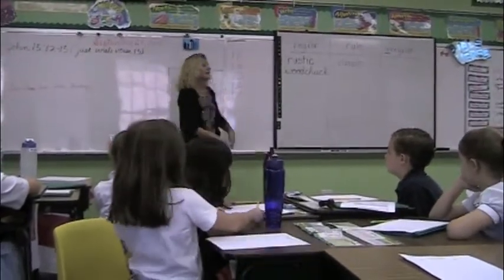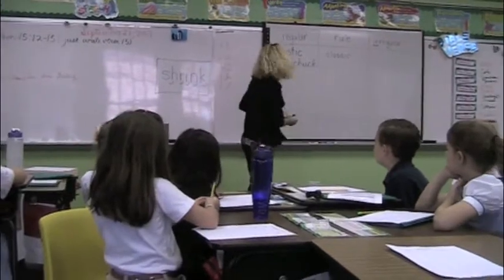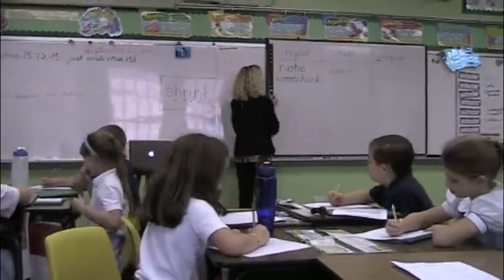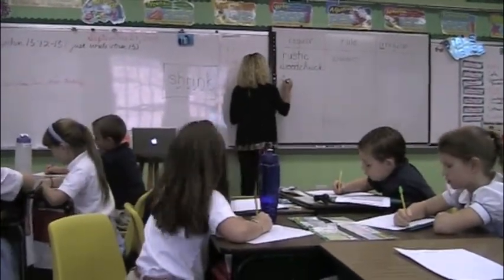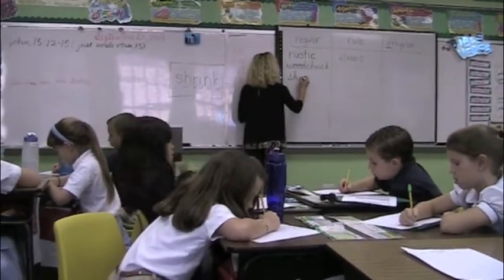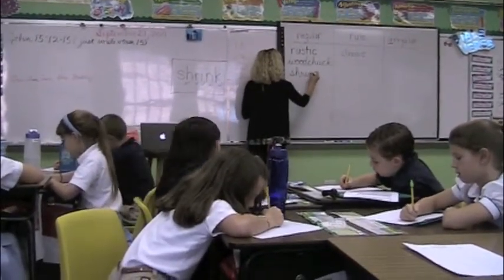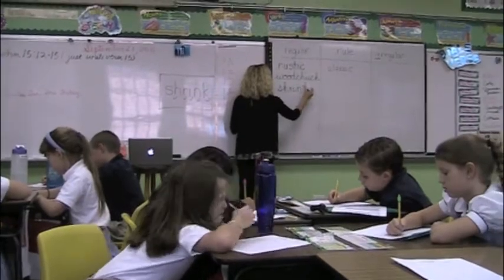So shrink is ding, ding, ding, ding. Name the letters as you write. S, H, R, I, N, K.